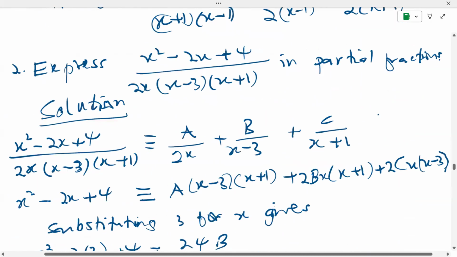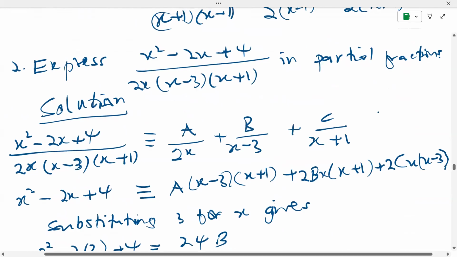Right, let's look at the second example. Express x squared minus 2x plus 4 all over 2x into x minus 3 and then x plus 1 in partial fractions. So we write the whole thing over here. So we have 3 linear factors. So we say that A on 2x, B on x minus 3, and C on x plus 1 from here.